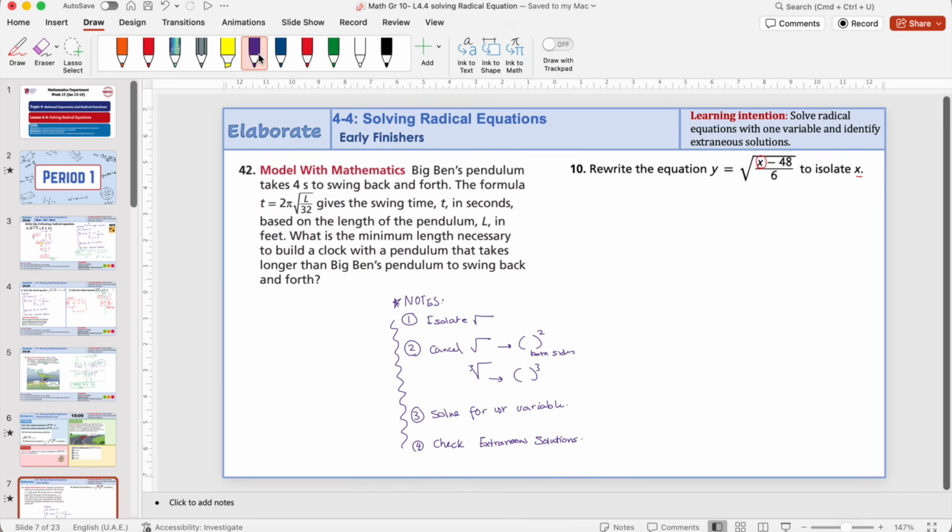So step number 1, since I want to find this x, I need to think about the y as if it's a number. Isolate your root. Already my root is isolated. I have nothing outside the root. Next step is cancel the root by squaring. Just square both sides. So you're going to end up with y squared equals, this root will get cancelled, so only x minus 48 over 6.